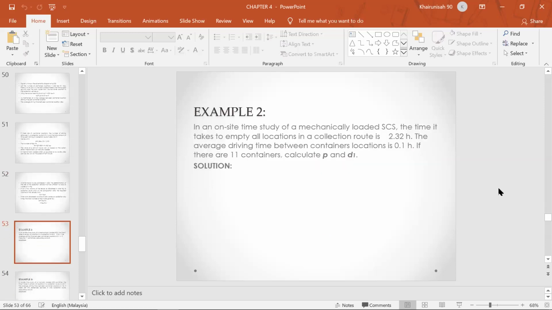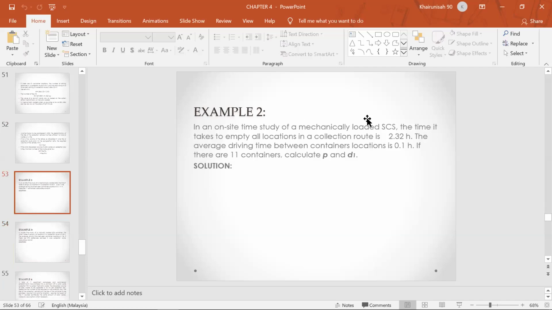Example 2. In an on-site time study of a mechanically loaded SCS, the time it takes to empty all locations in the collection route is 2.32 hours. The average driving time between container locations is 0.1 hours. If there are 11 containers, calculate P and D1. Mechanically loaded means that they need to use seconds, so this one needs to be converted to seconds. I will share the solution sheet.